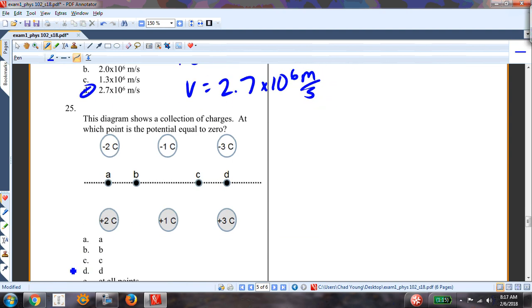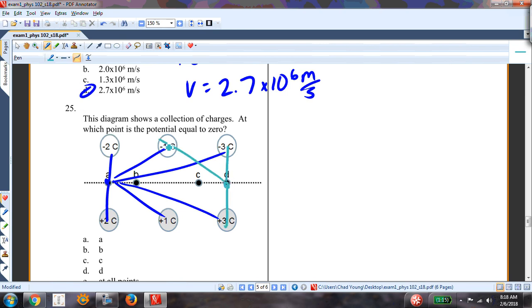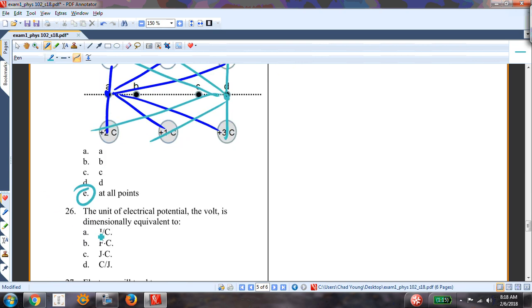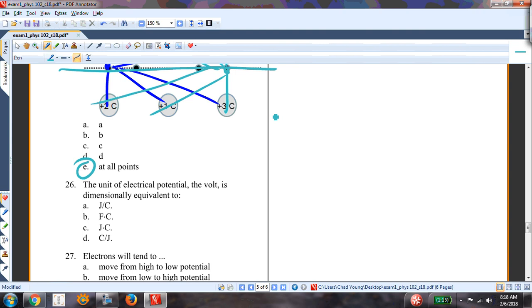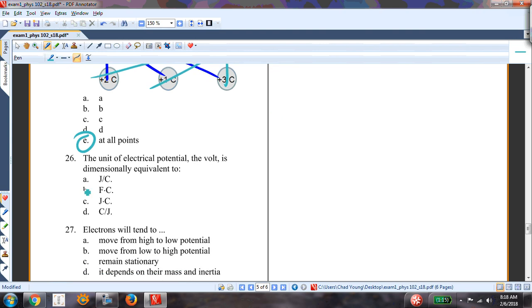This diagram shows a collection of charges. At what point is the potential equal to 0? Well, let's see. At this point, potential is 0. These two cancel out, these two cancel out because I'm equidistant from opposite charges, and these two cancel out. Now, in a similar way, say at D, these two potentials cancel. These two, they cancel. It turns out if you go through all those points, you'll see that the potential for all of them is equal to 0. So all along this axis, the potential is equal to 0. Actually turns out, oh no, never mind. All right.